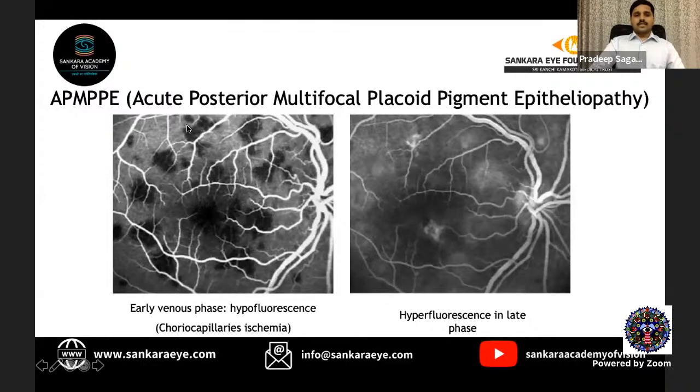So this is an example of acute posterior multifocal placoid pigment epitheliopathy. Here we can see that in the venous phase, there is presence of hypofluorescence, which is placoid in shape, which is mainly due to choriocapillary ischemia. And in the late phase, the corresponding areas of hypofluorescence show hyperfluorescence.